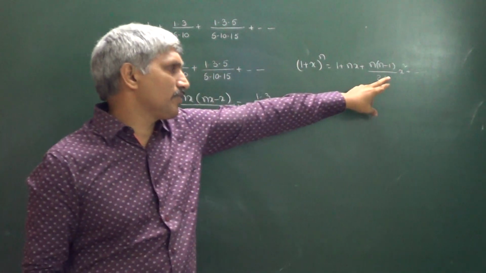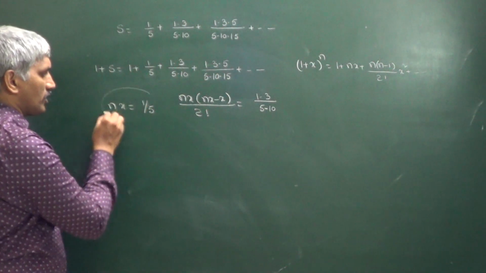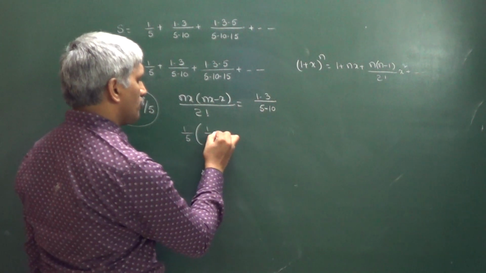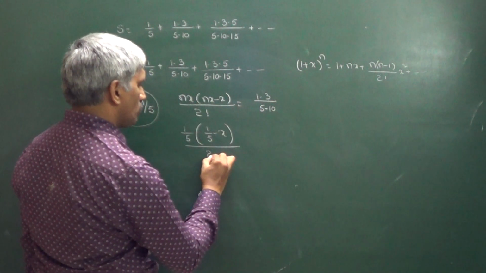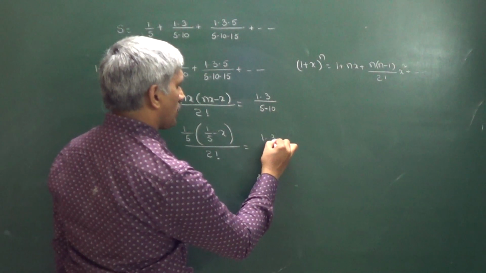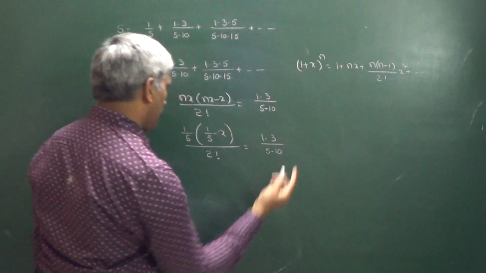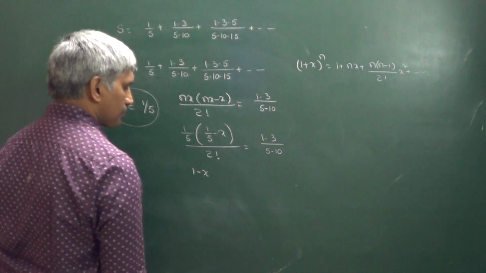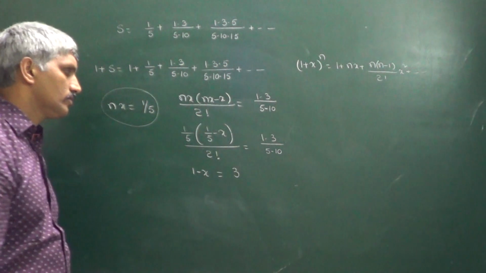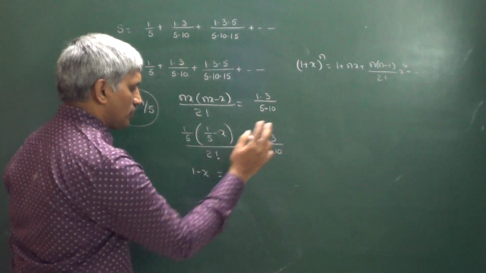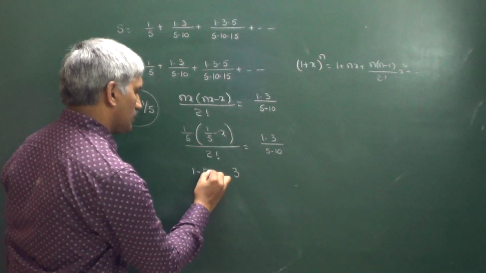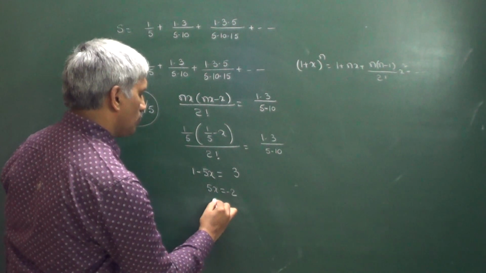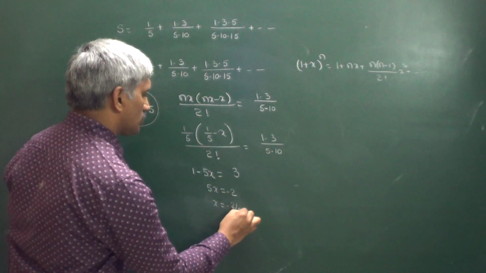Next second term we are comparing with this. Now in place of nx what we can write? 1 by 5. So we will get 1 by 5 into (1 by 5 minus x) divided by 2 factorial into 1 into 3 divided by 5 into 10. Now this further simplification we can write 1 minus x is equal to 3, right? So 5 and here 5 into 10 cancel, 1 minus 5x is equal to 3. Therefore we are getting 5x is equal to minus 2, x value is equal to minus 2 by 5.